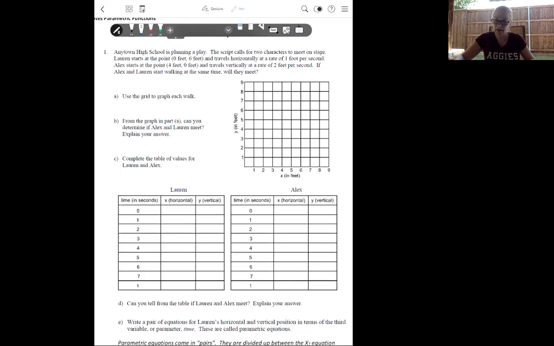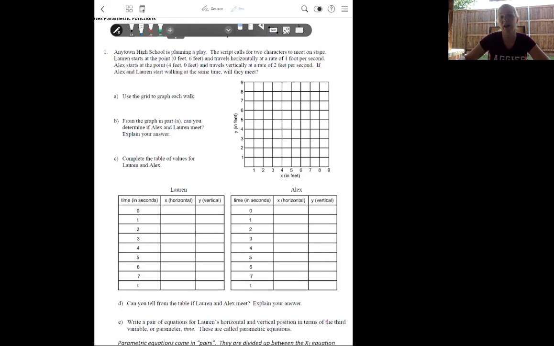Anytown High School is planning a play. The script calls for two characters to meet on stage. Lauren starts at the point 0 feet, 6 feet, and travels horizontally at a rate of 1 foot per second. Alex, however, starts at the point 4 feet, 0 feet, and travels vertically at a rate of 2 feet per second. If Alex and Lauren start walking at the same time, will they meet?